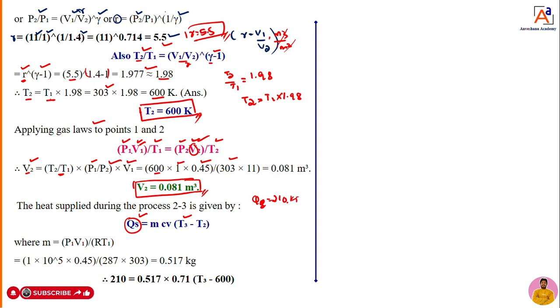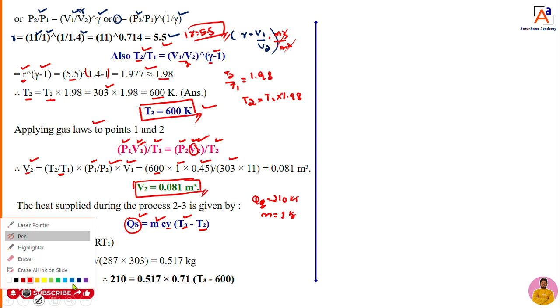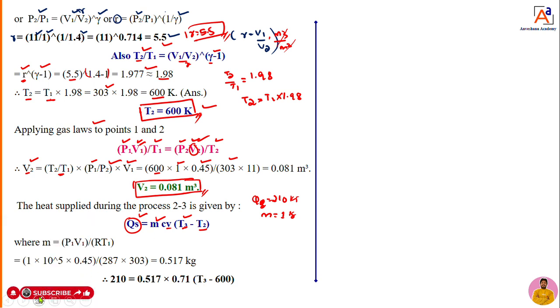210 kilojoules he has given. Then m, we are calculating heat supplied per kg of air, so we can say unit mass, that is 1 kg. Then Cv is the specific heat of the air at constant volume. T3 we don't know, I will keep it as it is, but T2 I already calculated, that is 600 Kelvin. Dear students, now the only unknown in this equation is T3.